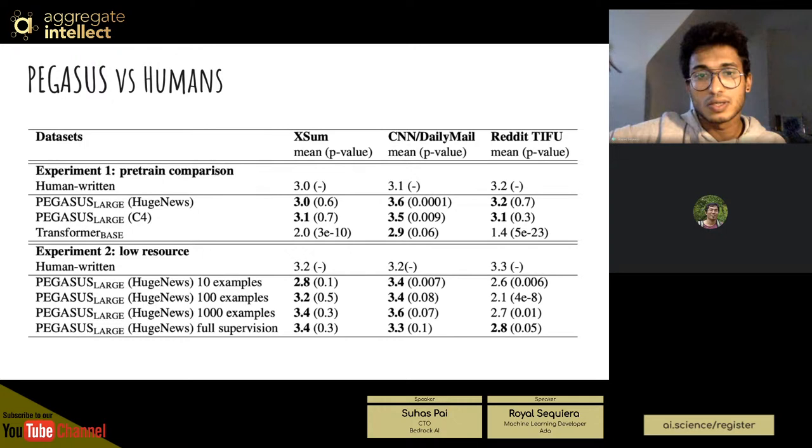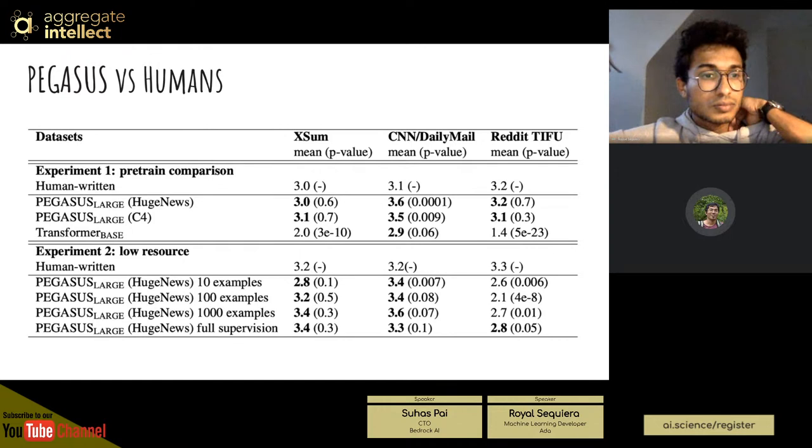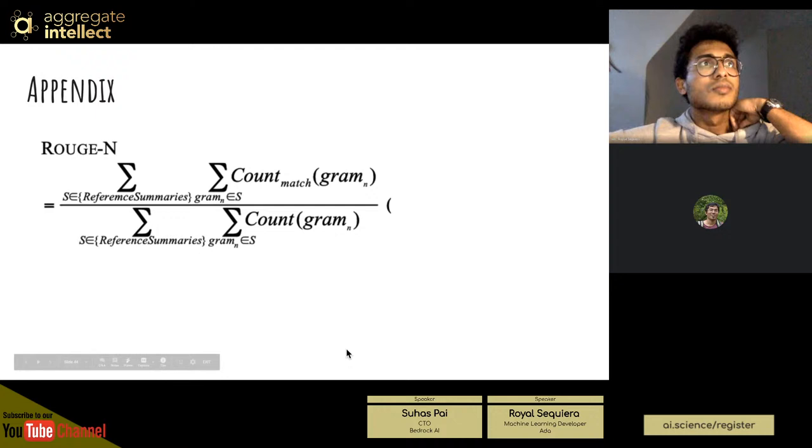Suhas, did you want to give more details about the Rouge score and the algorithm maybe? I guess, yeah, probably. One of the things that I wanted to mention about Rouge: you have seen earlier in the slides Rouge R1, R2, and basically they refer to unigrams and bigrams. So it's the number of overlapping unigrams or bigrams divided by the total number of words in the reference summary and the total number of words in the system summary.